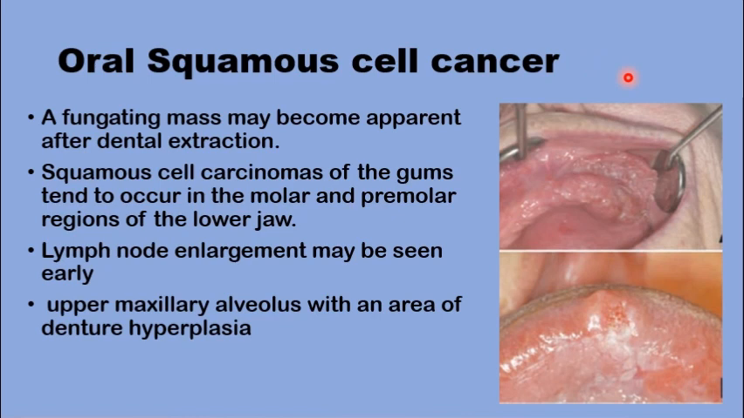Of the other less common sites and presentations include the alveolus. Here you would see a squamous cell carcinoma ulcer in a hyperkeratotic area because of an ill-fitting denture. They can also present like a fungating mass that becomes apparent after dental extraction for a loose tooth. A squamous carcinoma of the gums and the alveoli tends to occur in the molar and the premolar regions, particularly of the lower jaw. Lymph node enlargement can be seen early.